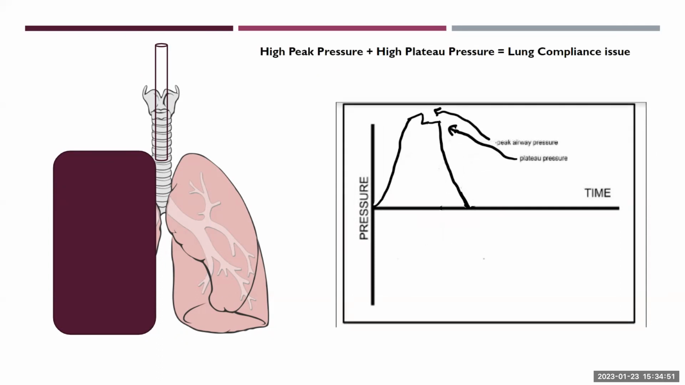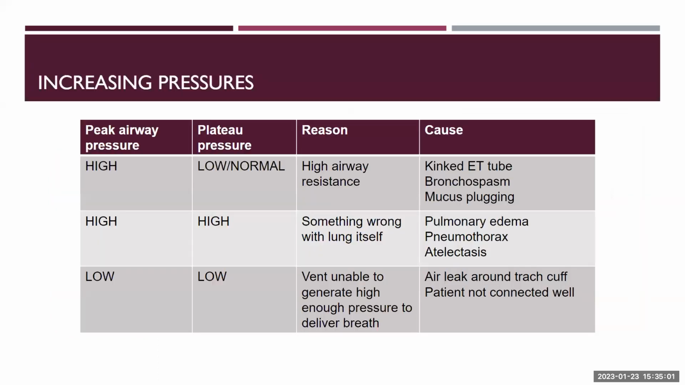So high peak, high plateau: there's a lung compliance issue, meaning the lung's not able to get the air in the best way that it should. Summarizing this on the table, high peak, low plateau means high airway resistance. This could be a kinked ET tube, so do your physical exam, making sure that the endotracheal tube is fine, or a bronchospasm. Definitely review the patient's history, any medications they might be on, and figure out the best way to move forward with that.